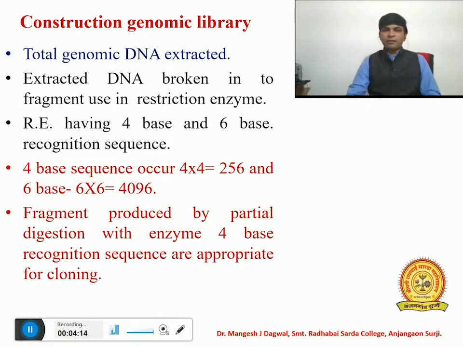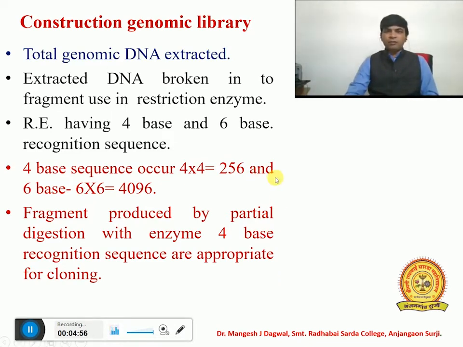If we consider a 4 base recognition sequence, that is 4 nitrogen bases, this means 4⁴. This recognition sequence occurs in the genome after every 256 base pairs. And if there is a recognition sequence of 6 nitrogen bases, that is 4⁶, that is 4096, it means the sequence occurs after every 4096 nitrogen bases.